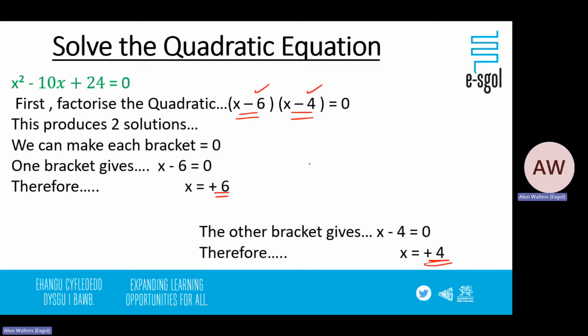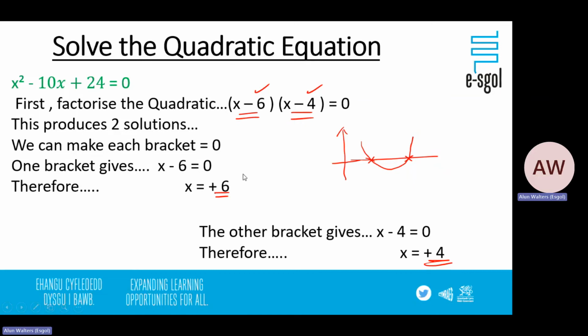Now I should sort of mention to you that there is a graphical way of solving this quadratic equation. Okay, it's not in my list of things to do today, but you could solve this by drawing a curved graph, and it crosses the x-axis at plus 6 and plus 4. So you might have a curved graph and you get plus 4 there, plus 6 there. That's a graphical way of solving it, but we're not doing that today.